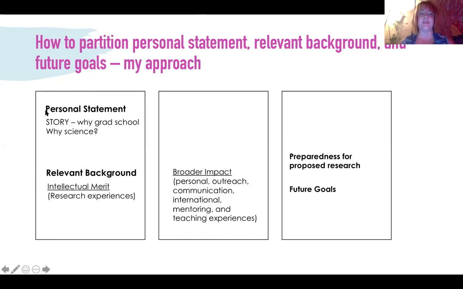And I actually recommend using these headers, like use a personal statement or introduction, and then use relevant background, and then use an intellectual merit header. And I would take about 1 page to describe all your research experiences, and then do 1 page that describes your broader impacts. And that would include past, present, and future broader impacts. Finally, I would include a couple sentences on preparedness for proposed research, because that's supposed to be in there. And then about 1 paragraph of future goals.